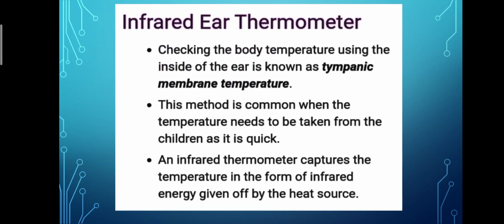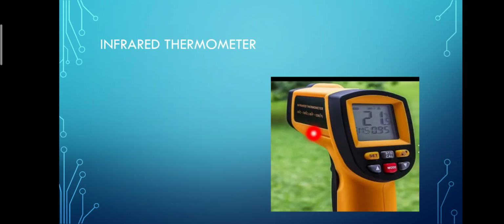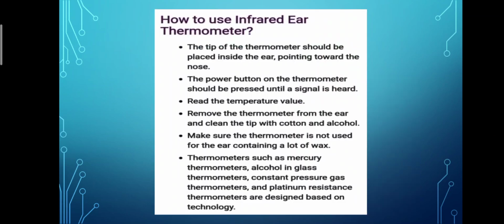Infrared ear thermometer. Checking the body temperature using the inside of the ear is known as tympanic membrane temperature. This method is common when the temperature needs to be taken from children as it is quick. An infrared thermometer captures the temperature in the form of infrared energy given off by the heat source. This is the infrared thermometer. How to use an infrared ear thermometer?